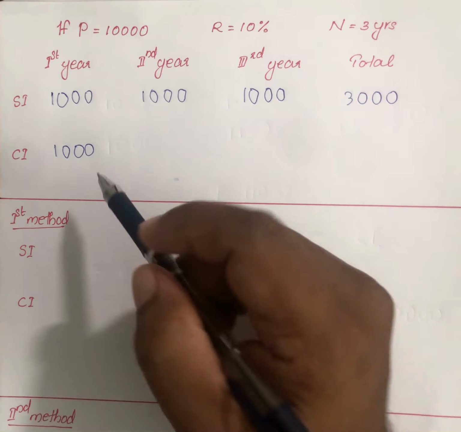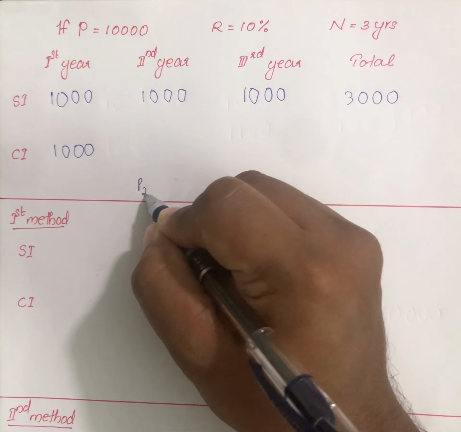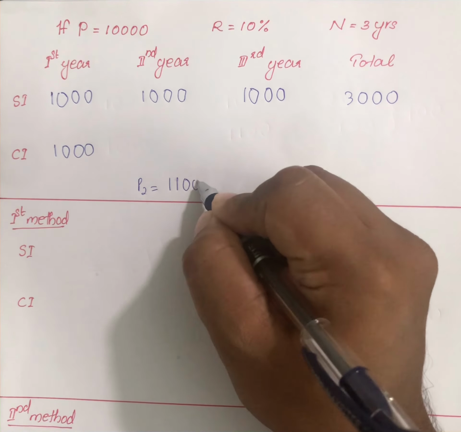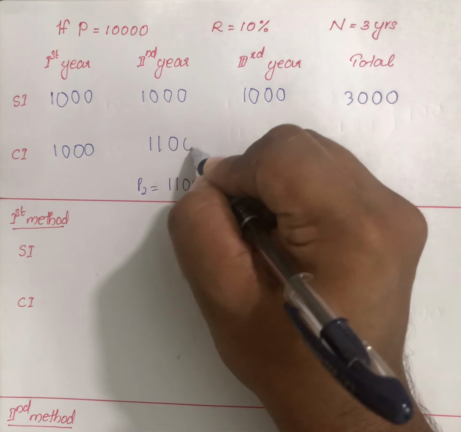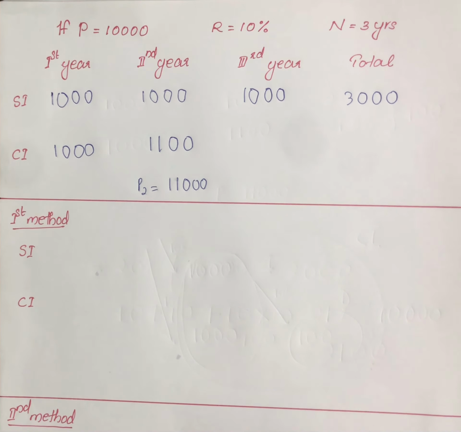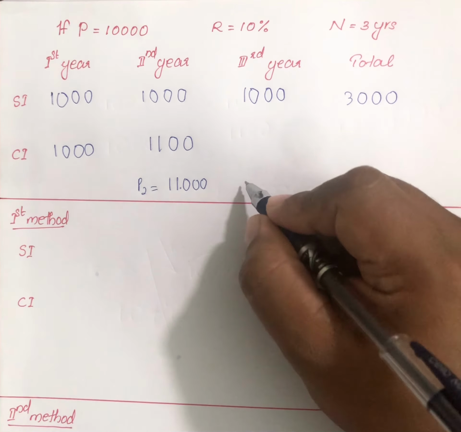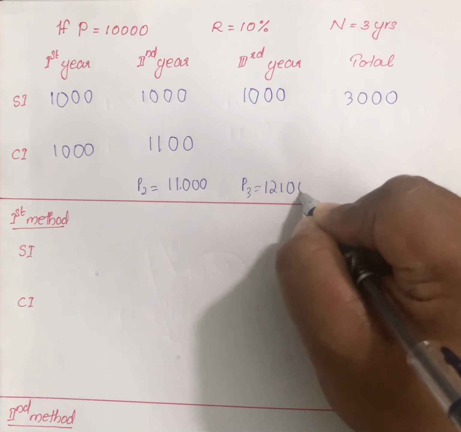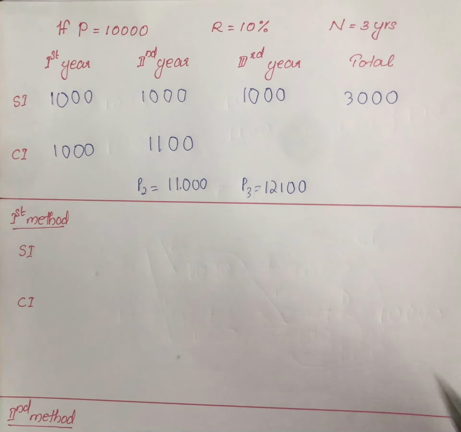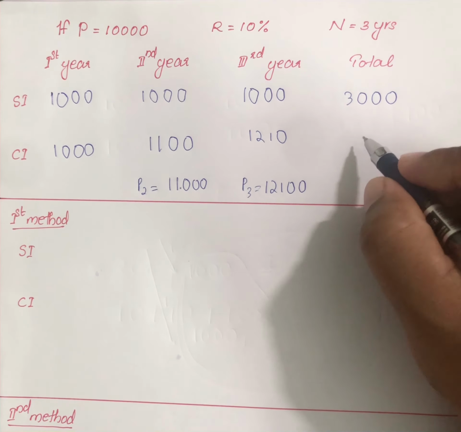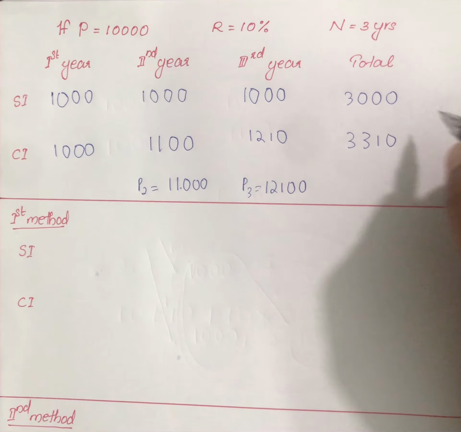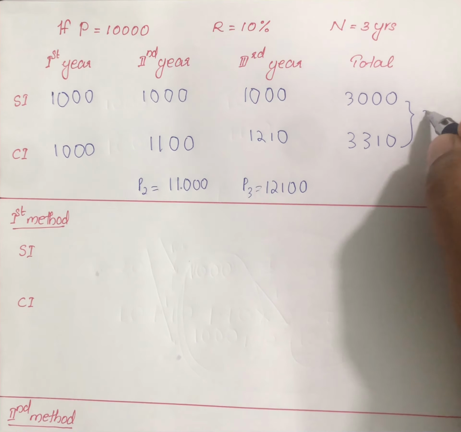Next year, what happens? This interest will be added to the principal. So what will be the principal for second year? It is 11,000. So 10% of that, which is 1100. That will be the interest or compound interest for the second year. Now for the third year, what happens? This interest will be added to principal. Not this, but this principal. That is the corresponding principal. So principal for the third year, it will be 12100. Again, I am finding the interest of that, which is 1210. 10% of this. So altogether it will be 3310. So the difference between SI and CI is rupees 310.